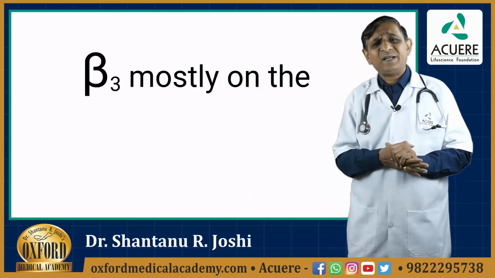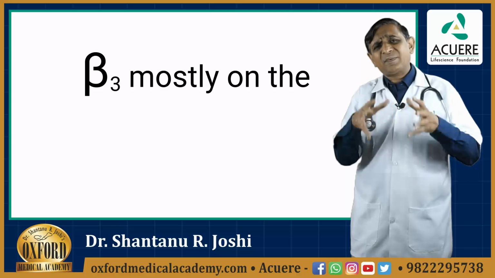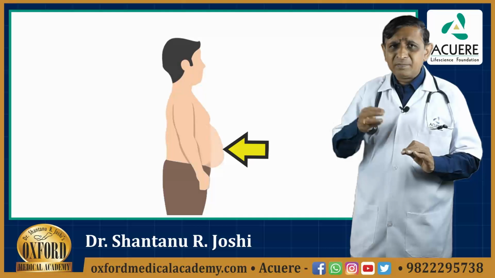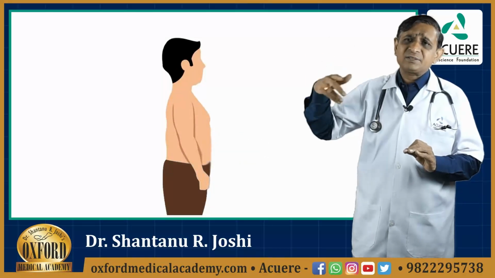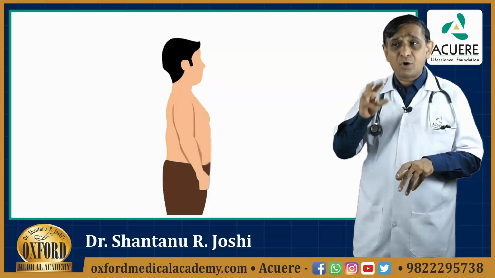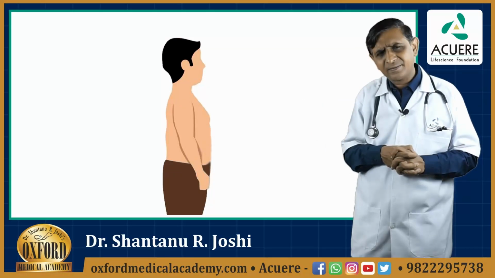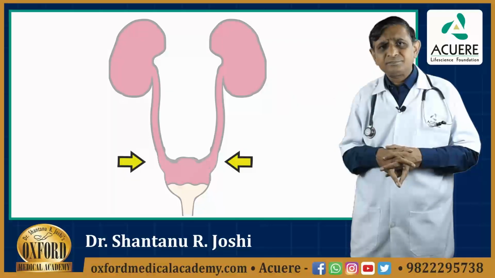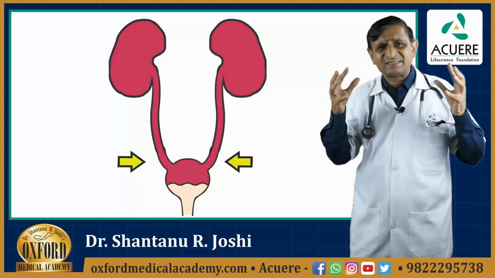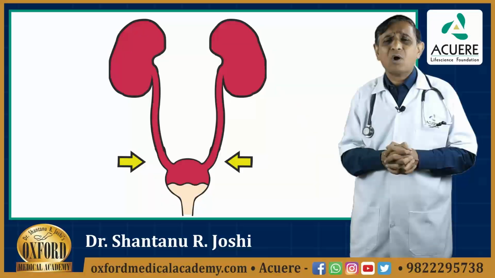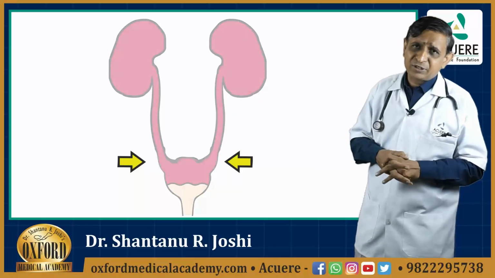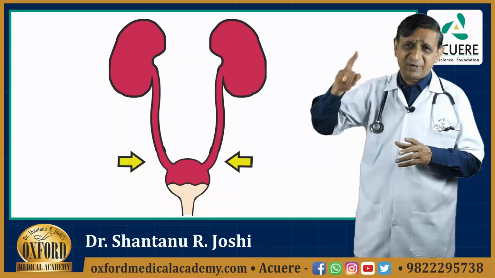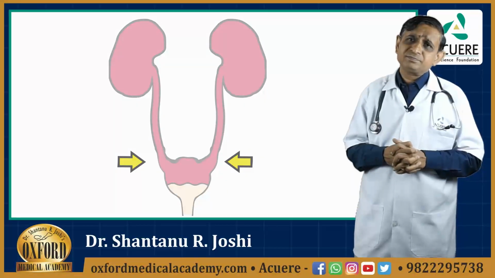Now, the last one is beta 3. Beta 3 are present mostly on the adipose tissue. Stimulation of beta 3 brings about conversion of fats to their metabolites, that is, lipolysis is strongly stimulated by stimulation of beta 3. Beta 3 are also present on the bladder. Stimulation of beta 3 relaxes the bladder, and this relaxation of the bladder is helpful in the patient of hyperactive bladder. Hyperactive bladder is a state where the patient has to go repeatedly to urinate.